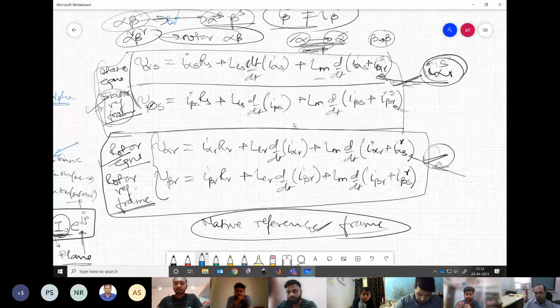Then we need to know what this quantity actually is: the rotor current when we are referring to it in the stator reference frame, and the stator current when we are referring to it in the rotor reference frame. This understanding is very, very important. Am I clear up to this point? Any confusion? Any confusion up to this point?